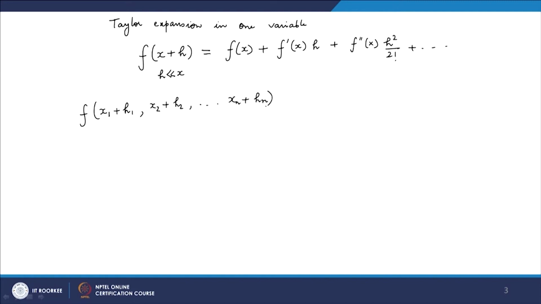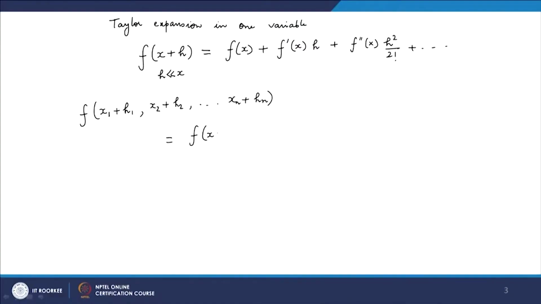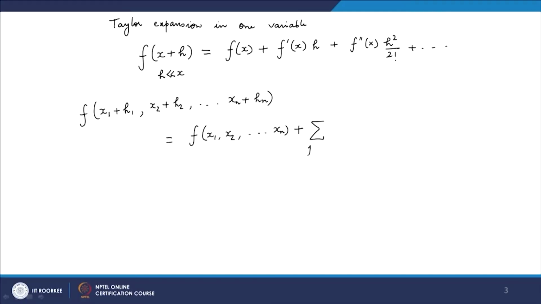It is a simple extension of what we derived just before this, for the case of vectors. So, now I will get this equal to, the first term is simply the function evaluated at x1, x2, xn, and now we can take a partial derivative with respect to x1, x2, x3 and so on. So, we have in total n partial derivatives of first order. So, we can write this as sum over j equal to 1 to n, dou f by dou x j h of j.